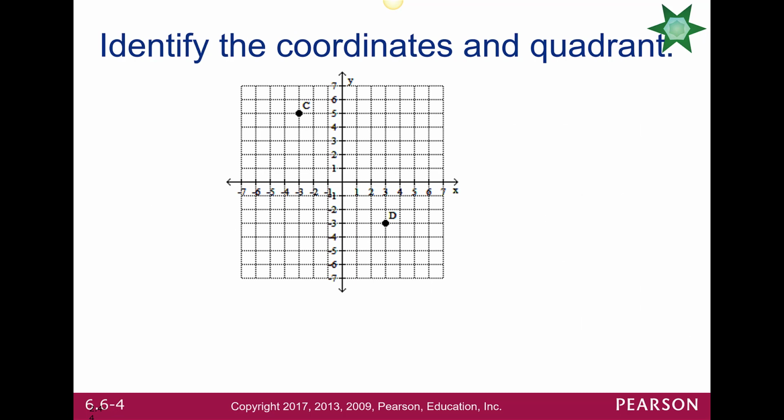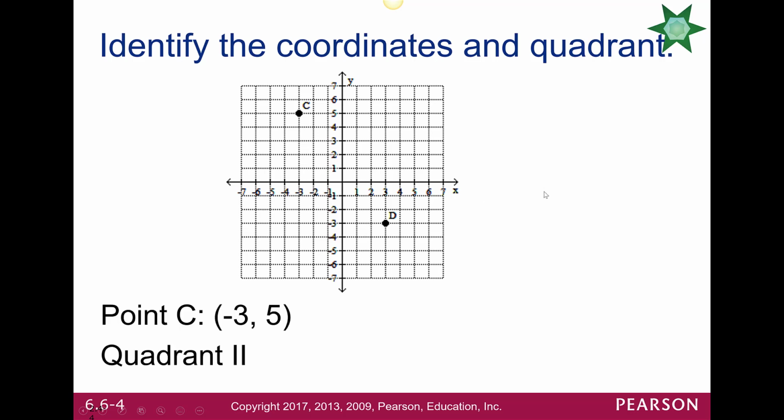Identify the coordinates and the quadrant for the 2 points shown on the graph. So for point C, again, we start at the origin. We're going to move horizontally first. We're going over to -3, and then we're going to go up to 5. So the point's coordinates are -3, 5. The quadrant is, remember, we start numbering with quadrant 1, 2, 3, and 4. So this is quadrant number 2.